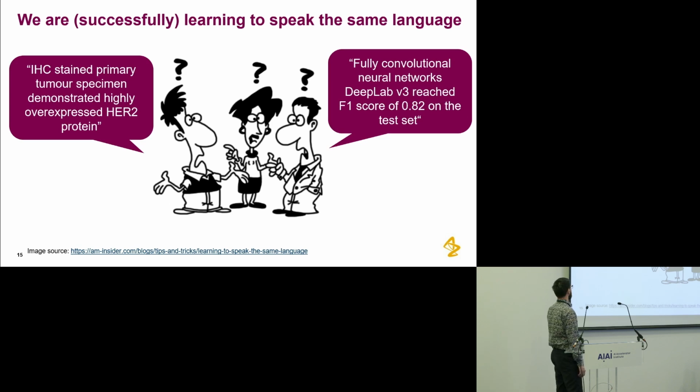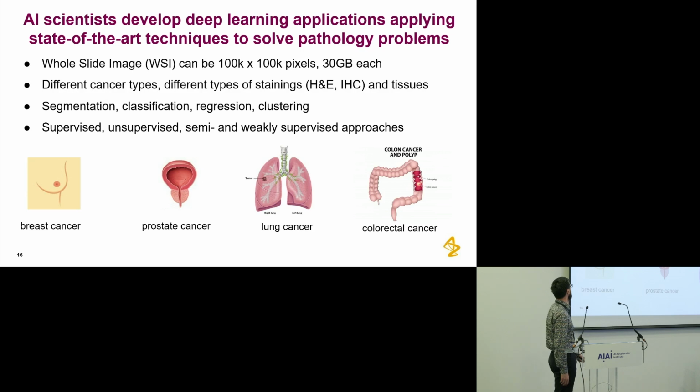For example, my background is computer vision, and actually, when I started working in this field, I would say to a pathologist, fully convolutional neural networks reach an F1 score of blah blah blah on the test set, and the pathologist would say, what are you talking about? And the same pathologist can say, oh, IHC stained primary tumor specimen demonstrated highly overexpressed HER2 protein, and in the beginning I couldn't understand. So it's a learning process. But once we learn each other's language, then we can develop amazing algorithms which change patients' lives.